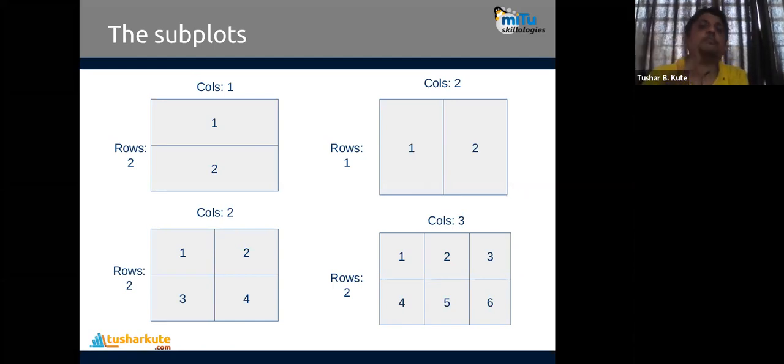number of rows, number of columns, and plot number. If you want to plot this way, you have to use three parameters here: row number, column number, and the plot number. So if you want to plot at this area, use 2, 1, 2. And if you want to plot at this area, we have to use 2, 1, 2. Sorry, this is 2, 1, 1 and 2, 1, 2.